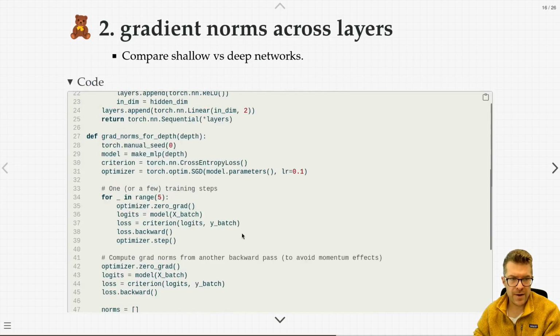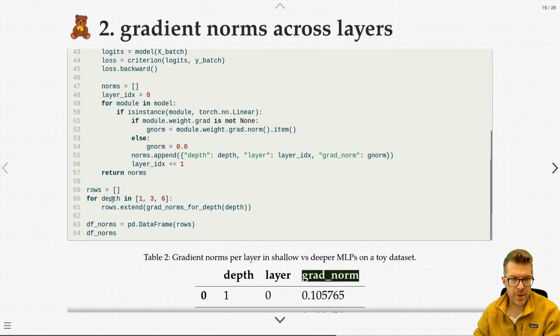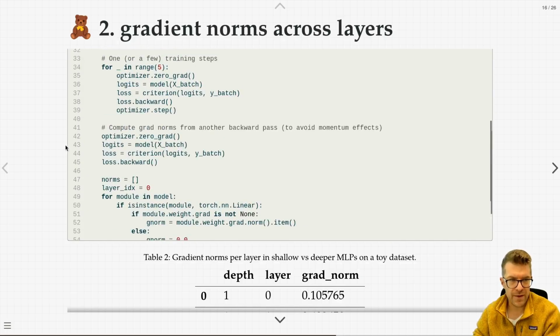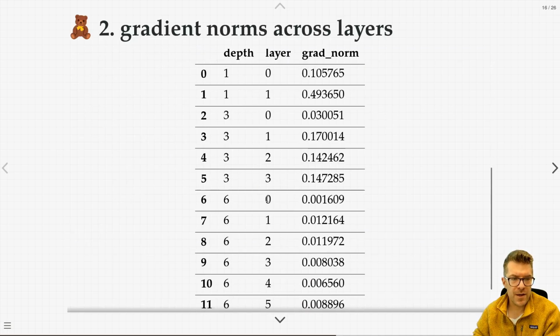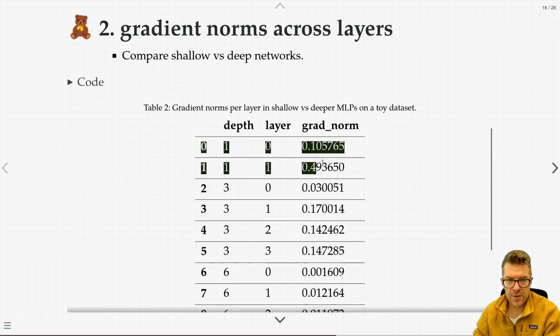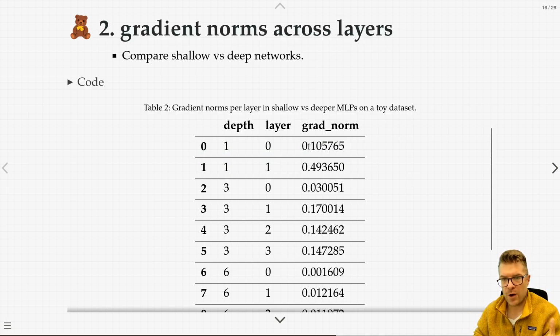So we trained a neural network with depth 1, like 1 hidden layer, 3 hidden layers, and 6 hidden layers. And with each one we've done the experiment. So here we have the first 2 rows of our pandas table describing the neural network with depth 1. There's only 2 layers to deal with, layer 0 and layer 1, the output. And we have our grad norms, the overall size of our gradients, 0.1 in one case and 0.5 in the other.